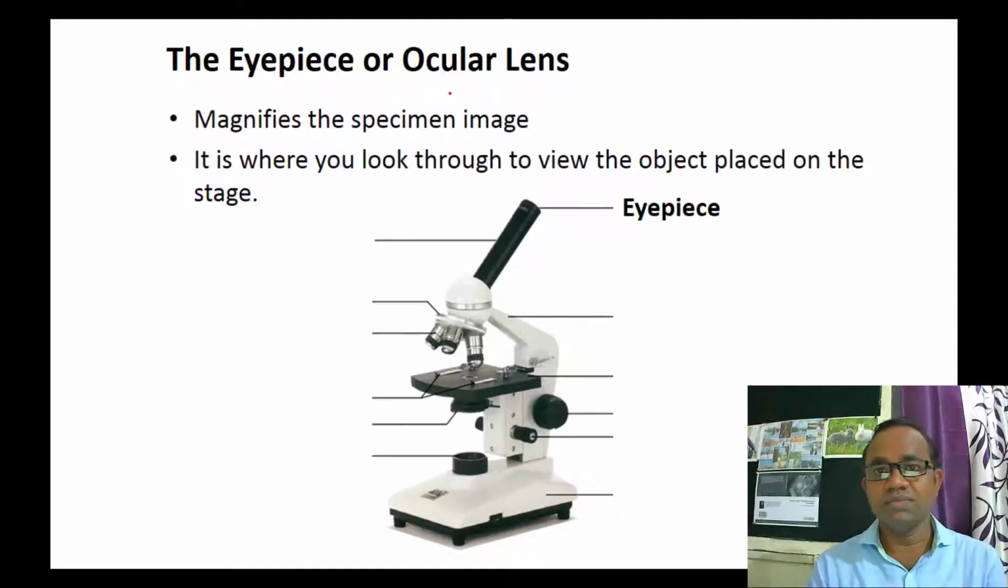Next is the eyepiece, the ocular lens. The eyepiece is mostly made up of glasses, the lenses, through which we generally observe the object. The eyepiece is here, which is removable. It is at the very top end of the body tube. This is the body tube, and here is the eyepiece. So the eyepiece actually magnifies the image of the object.